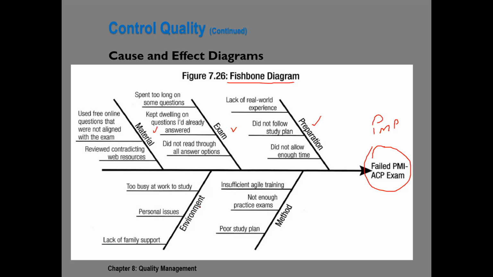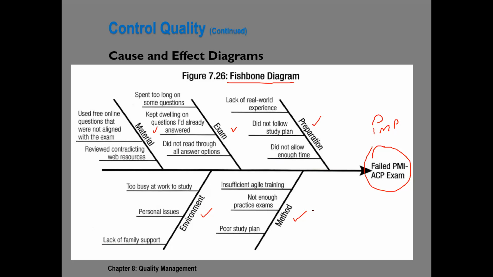Okay, so who can help me to go through the major categories? Grace. Preparation. Lack of real world experience, did not follow study plan, did not allow enough time. Yeah, so prep is a major category, and then there are some subcategories: not a real experience, or didn't follow the study plan, or really couldn't get time to prepare for it.